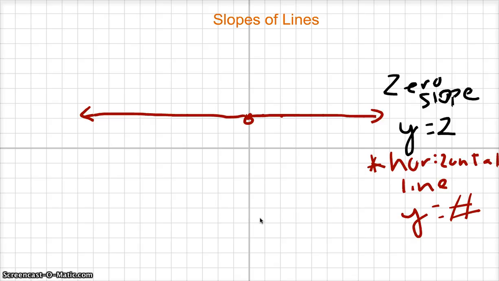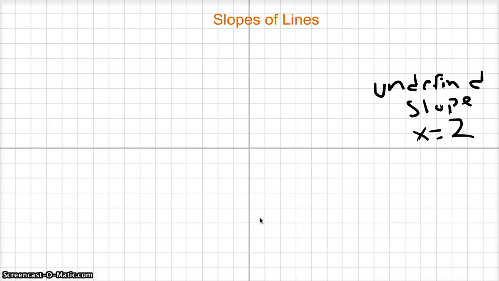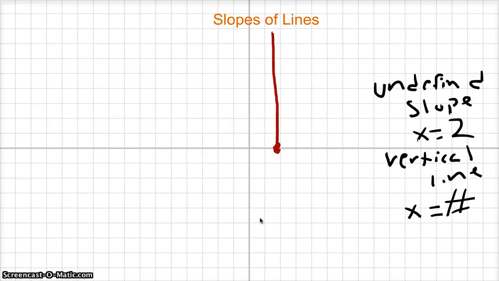Okay, we're going to go to the last graph. On the side, you're going to write undefined slope. And we're going to do x equals 2. This one is always going to be a vertical line, and it should be x equals a constant, x equals a number. Since we're doing x equals 2, we go to the x-axis, go to 2, and make a vertical line. It should be a little straighter than that, but that's x equals 2.